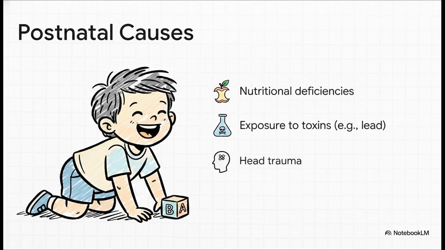And finally, we have postnatal causes. These can happen anytime during infancy or early childhood. Key things to ask about in the history are severe nutritional deficiencies, B12 and iodine are really important ones, exposure to toxins like lead in the environment, and sadly, both accidental and non-accidental head trauma.